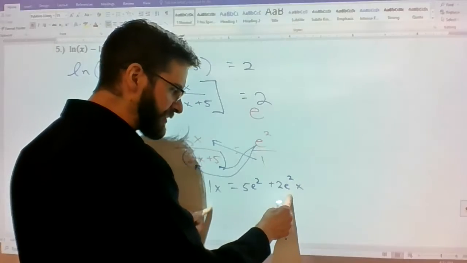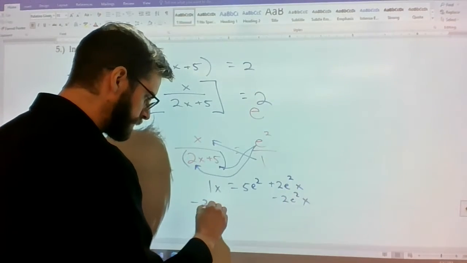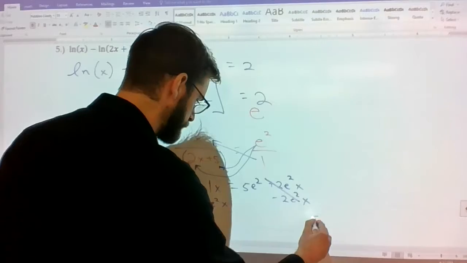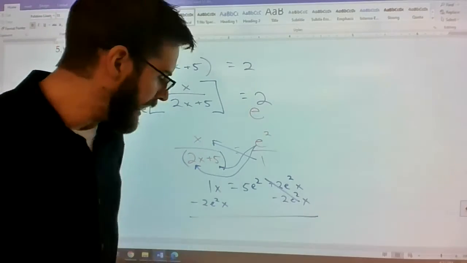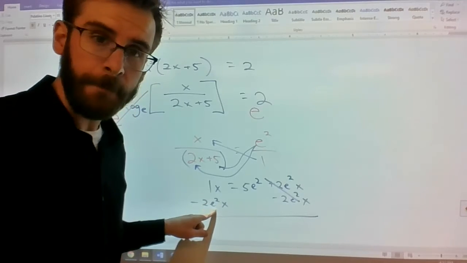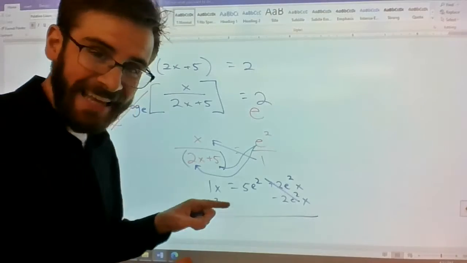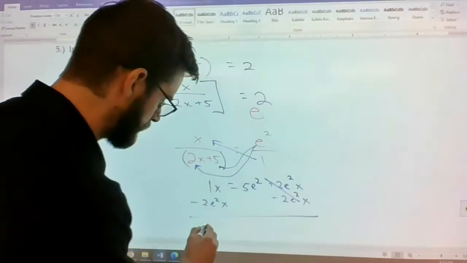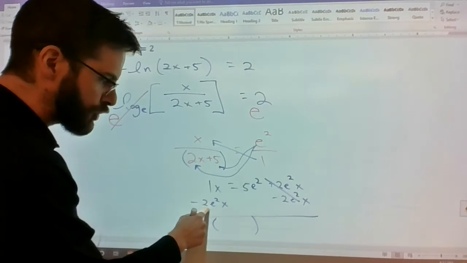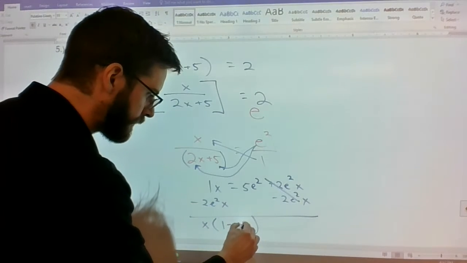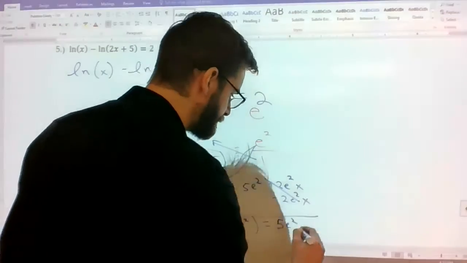So I'm going to get the x's together on the same side. And I'm noticing that I can't combine the 1 with the e squared. An e squared combines with the e squared. But what I can do is factor out the x. By factoring out the x, I'm left with 1 minus 2e squared. On the right-hand side, you got 5e squared.